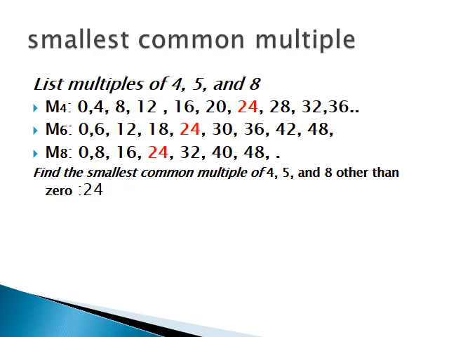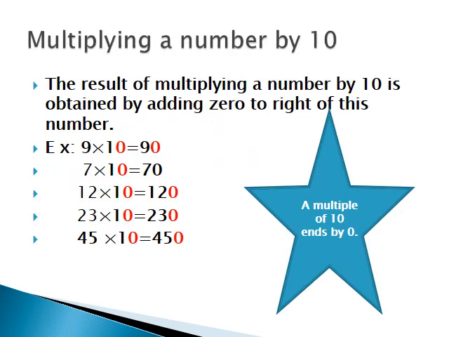In order to get the smallest common multiple, list all the multiples of 4, 5, and 8. Then write the common multiples. Get the smallest common multiple other than 0. So here we have 24. 24 is the smallest common multiple of 4, 5, and 8.